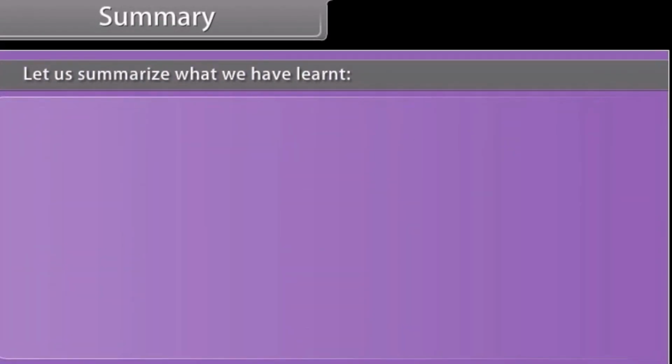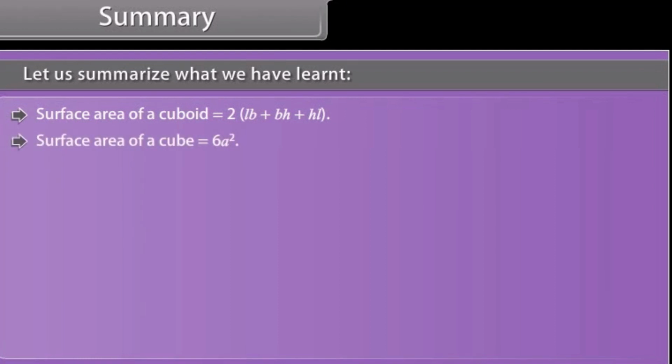Summary. Let us summarize what we have learned. Surface area of a cuboid is equal to 2(LB + BH + HL). Surface area of a cube is equal to 6a².